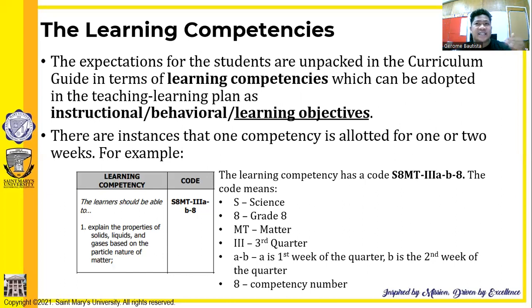So it provides a schedule, or a guide for the teacher, in which week this competency is allotted for. And the number at the end is simply the competency number, because it is possible that there are 20 competencies in the quarter. So this is just a basis to count the number of competencies.